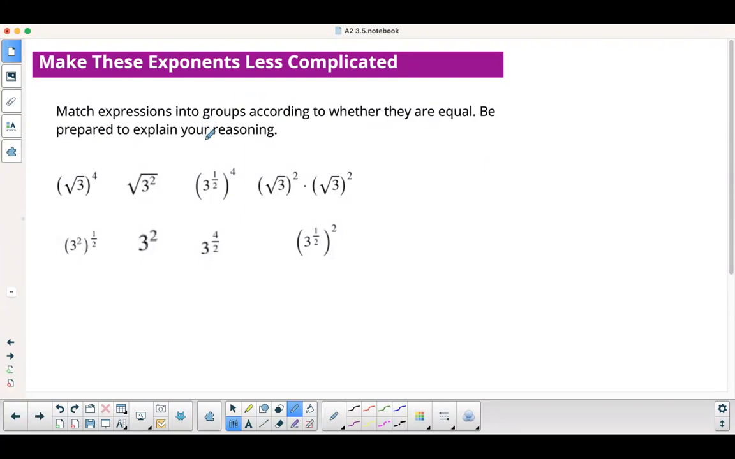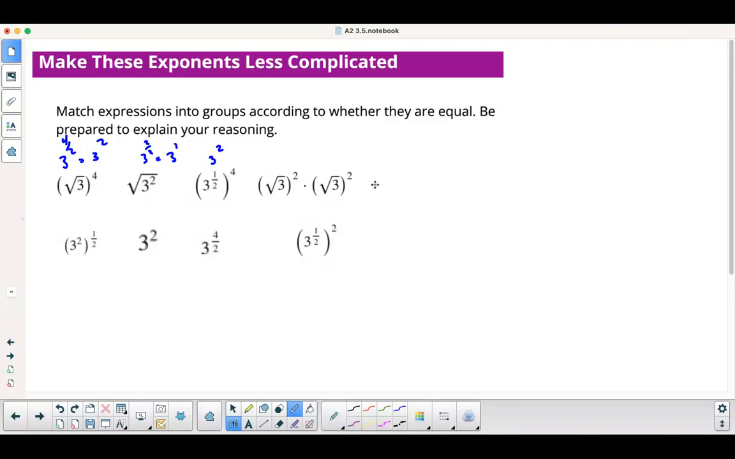All right. Match each expression into groups according to whether they are equal. Be prepared to explain your reasoning. I would write them all with fraction exponents because then you can compare apples to apples. So let's write this as 3 to the 4 over 2, which would be 3 squared. This would be 3 to the 2nd power over 2nd root. Remember, power over root, which is 3 to the 1st. Multiply these powers. 1/2 times 4 is 2.